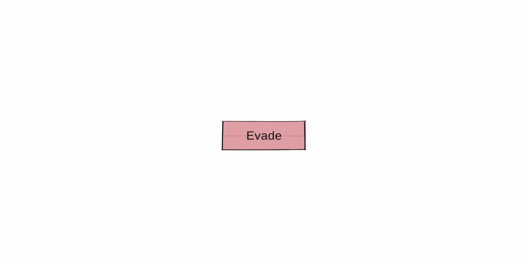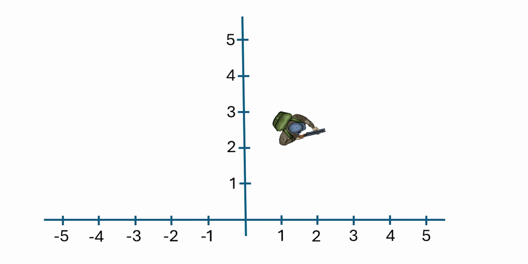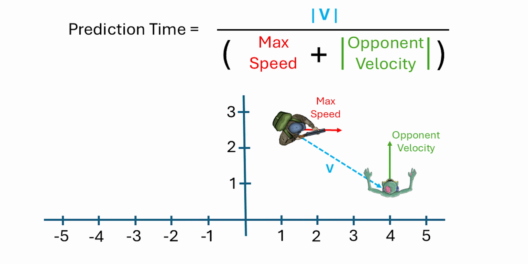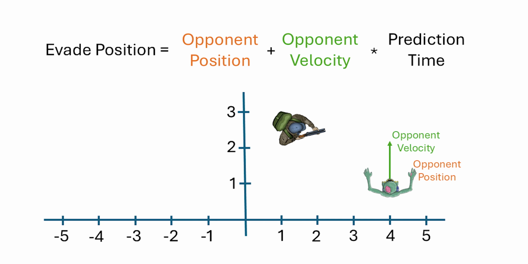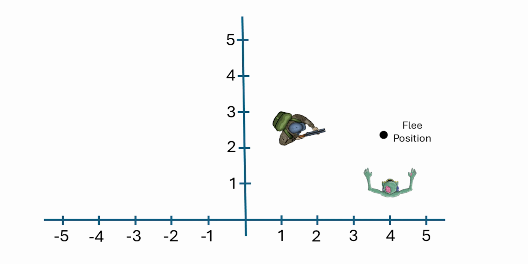The evade behaviour is to the intercept behaviour what the flee behaviour is to the seek behaviour, or in other words, it's the opposite of intercept. Our human here follows the exact same steps described before to get a predicted position where the zombie will be in some time, but instead of seeking towards that position, it calls the flee behaviour and passes through that position to evade from.